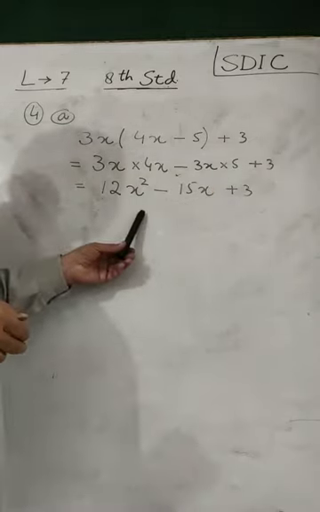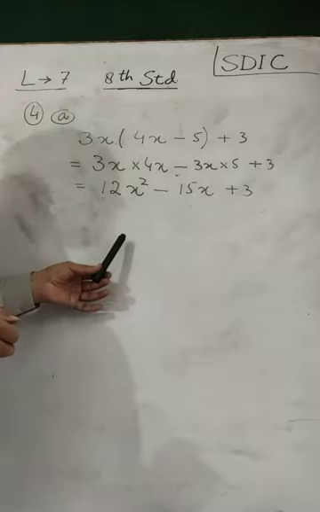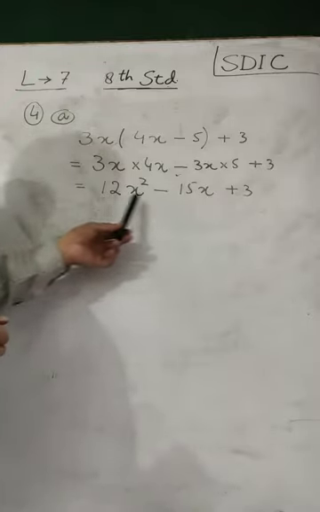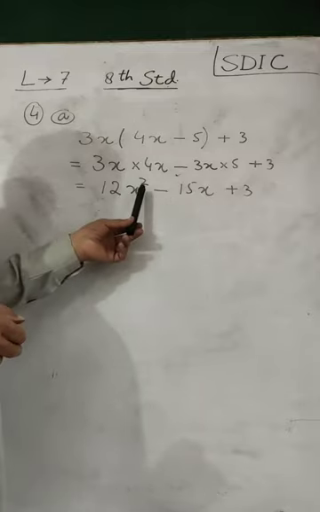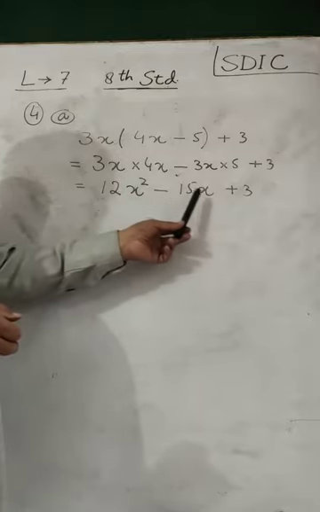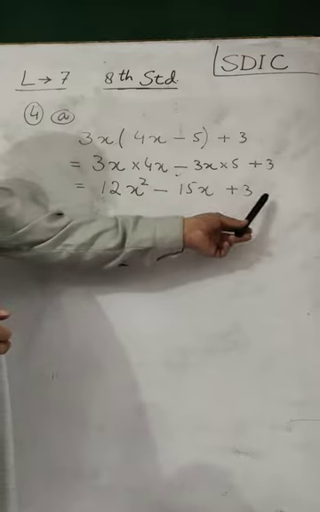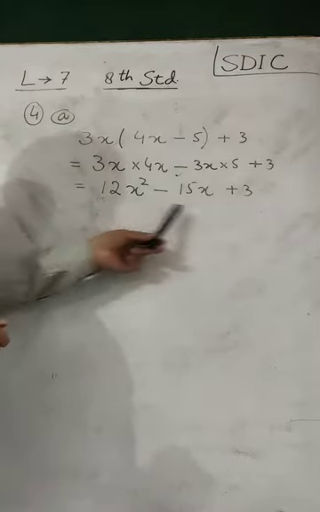This is the result that we got. The 3 terms here are all unlike terms. This is a term with x square as variable. This is a term with only x as variable. This is without variable. These are unlike terms.